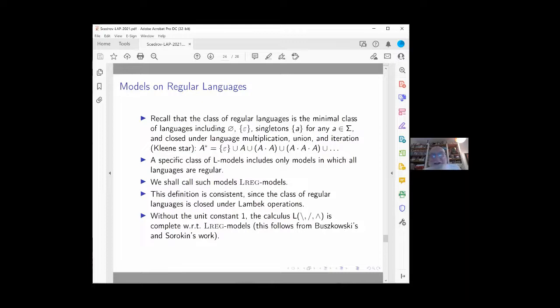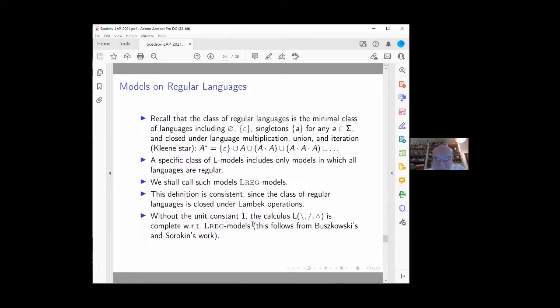Now, here's an interesting twist: regular languages. The class of regular languages, recall, is the minimal class including the empty set, the singleton for the empty word, the singletons for any letter, and closed not just under language multiplication and union, but also under Kleene star, that is, the iteration. As a specific class of L models, I'm now interested in models in which all languages are regular. Let me call such models L-reg models. And now you have to check that this definition is consistent, because the class of regular languages is closed under those Lambek operations, as I showed at the beginning.